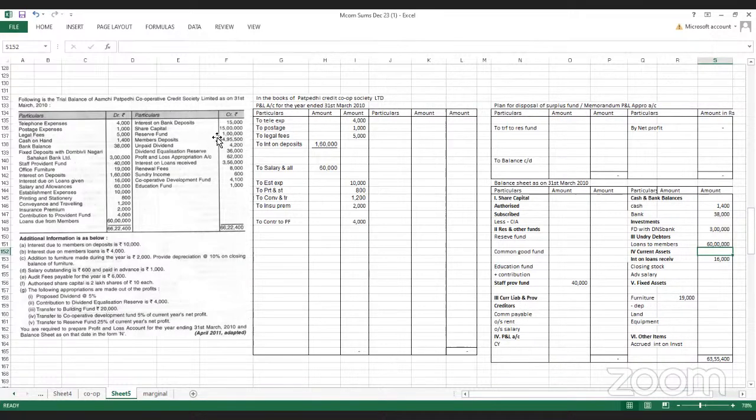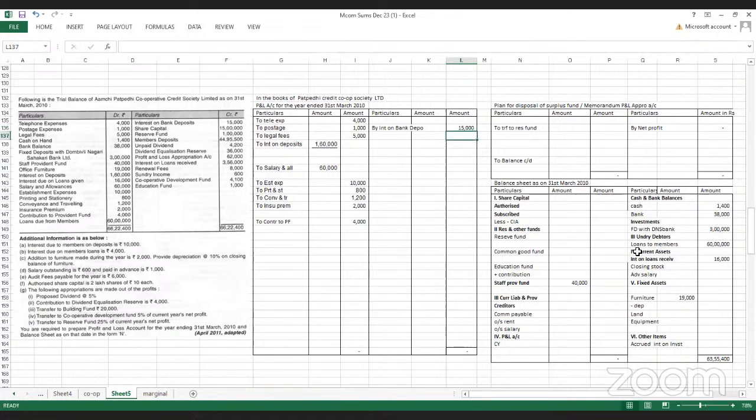Yes. Now we'll go to the credit side. First, interest on bank deposits. So this is our income. Was there any adjustment on this interest on bank deposits? No, it was members' deposits. So this I'll put in the outer column.